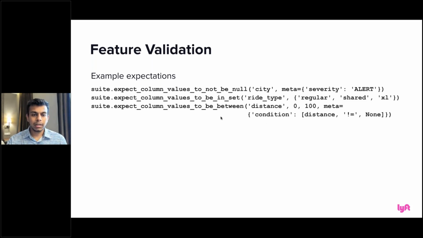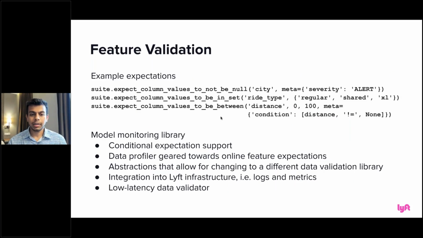We also built a custom model monitoring library on top of Great Expectations. And we did this for a few reasons. One was we wanted to include conditional expectation support. So in the last example in the snippet above, there's a condition provided. And we have a lot of use cases where a feature is fine to be none, but if it's not none, then it should be within a certain range. And we have a bunch of these similar use cases where if a condition is met, then another condition should be met. We also built a data profiler geared towards online feature expectations.